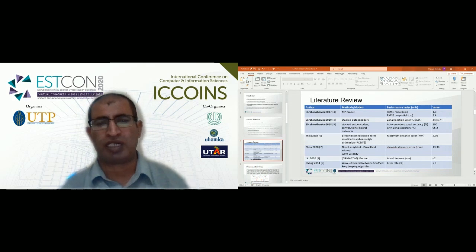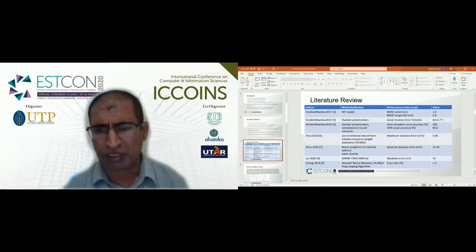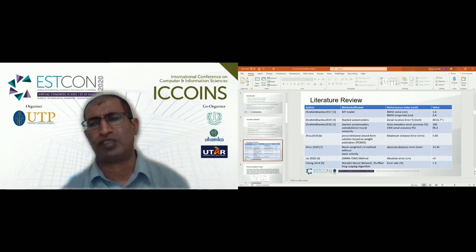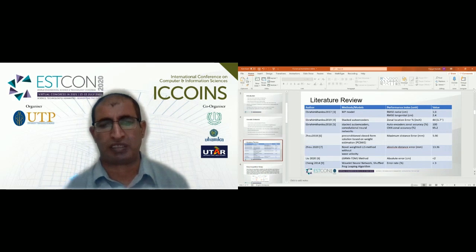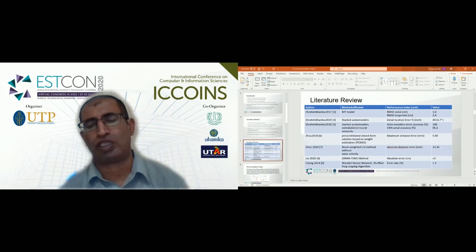The same author, Ibrahim Khan, in 2018 compared machine learning models, stacked autoencoders and convolutional neural network. The autoencoder zonal accuracy was 100%, while the CNN zonal accuracy was 95.2%. Zhu in 2018 used the preconditioned closed form solution for wave-speed estimation. The maximum distance error here was 5.90 millimeter.